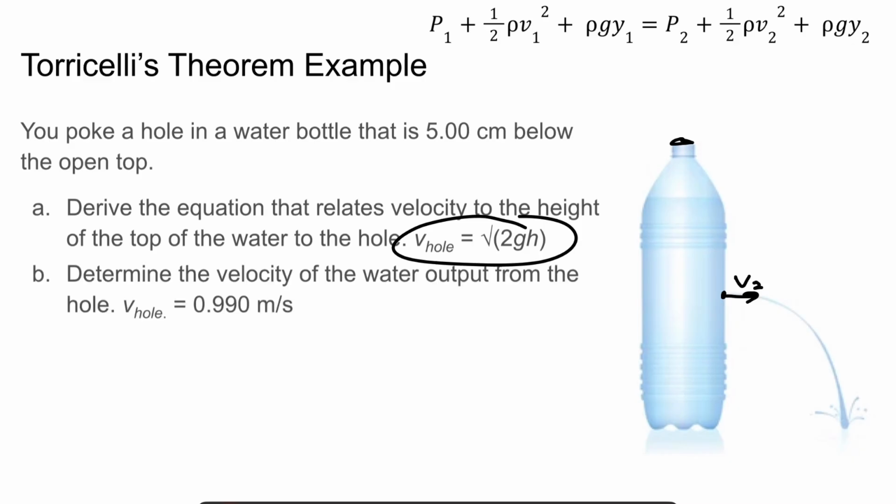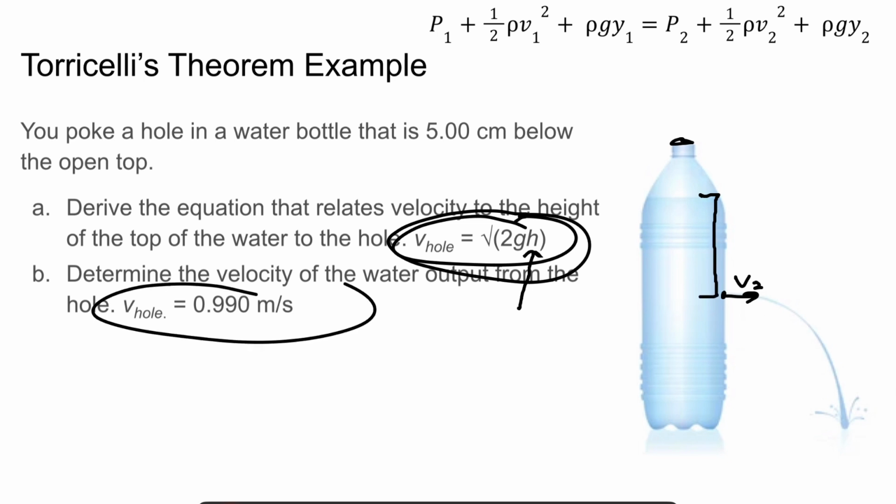And then finally, you can also determine the velocity of the water output from the hole. I'm going to leave you to do that yourself because once we have the equation, it's very simple to plug in information. Something that's important to note is that literally all we need to know is the height, the difference from the top of the water to the hole, and then you can find the velocity of that water coming out of the hole.